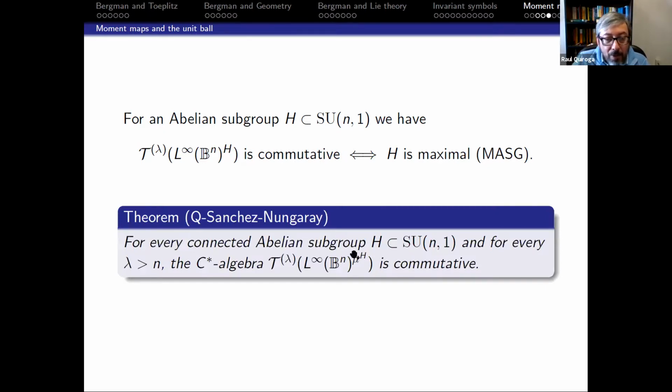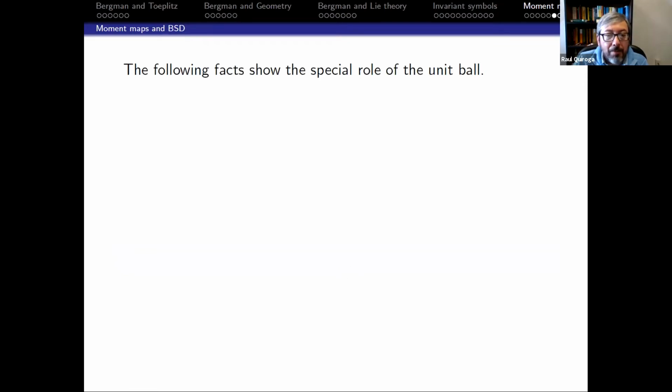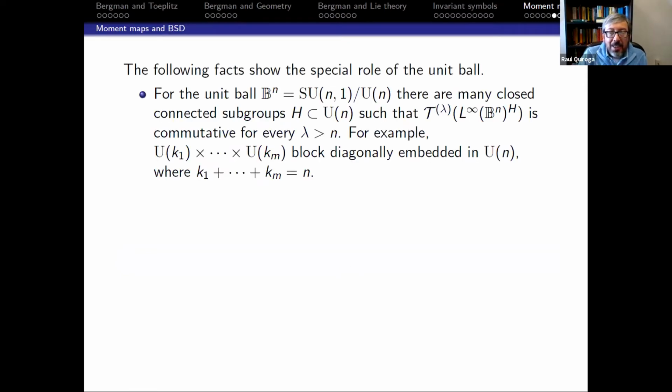However, if you use moment map functions that depend on the moment map, this is always commutative, no matter how small H is. This is always commutative. So you get a whole bunch of commutative algebras. There is a special situation here that is going to be useful to understand why moment maps are relevant.